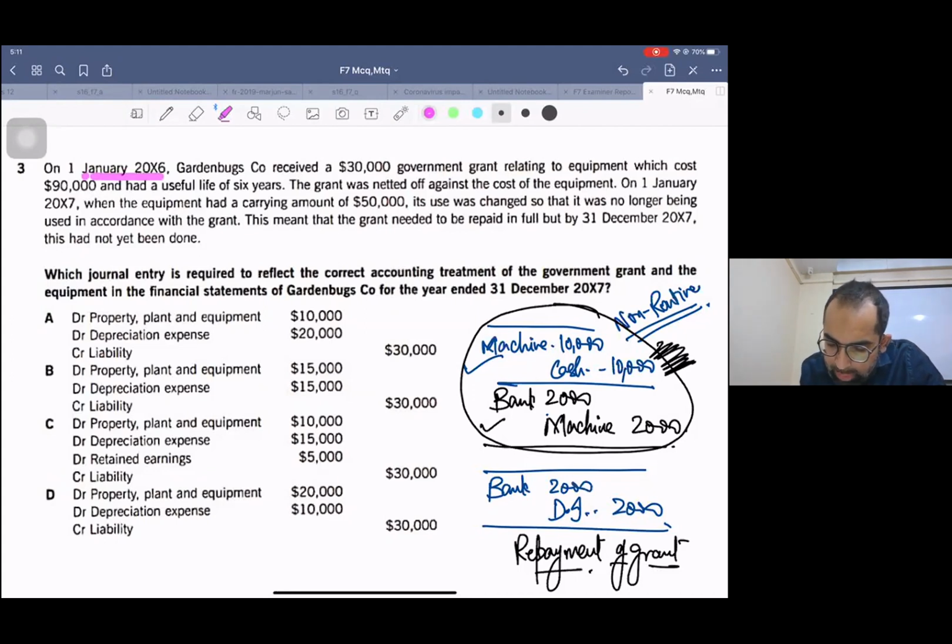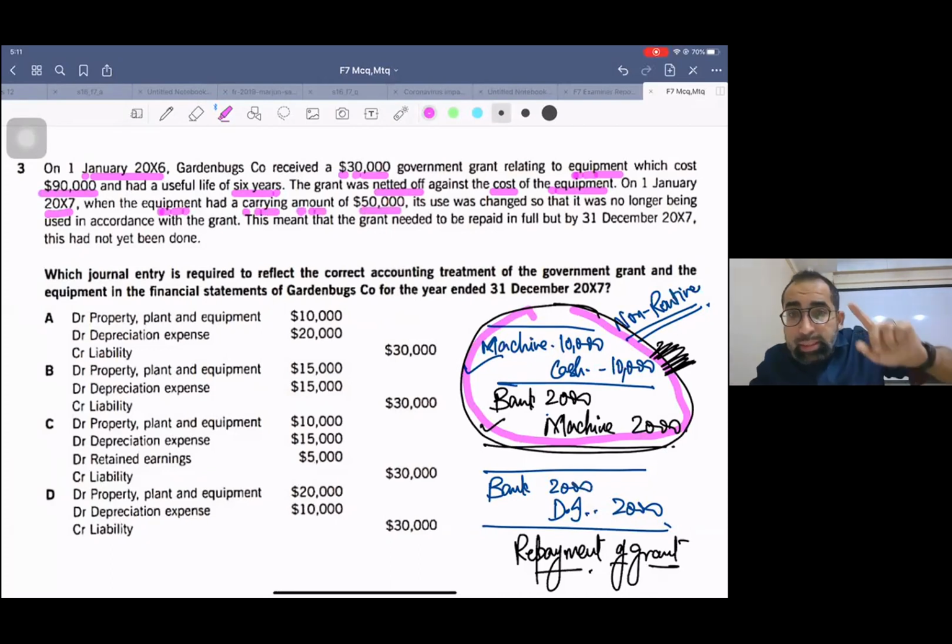G company received 30,000. This is the amount of grant relating to equipment, a grant related to an asset, where the actual cost of the equipment is 90,000 and it had a useful life of 6 years. Now, the grant was netted off against the cost of the equipment. This is the approach they use, just for example. On 1st of January X7, the equipment had a carrying amount of 50,000.